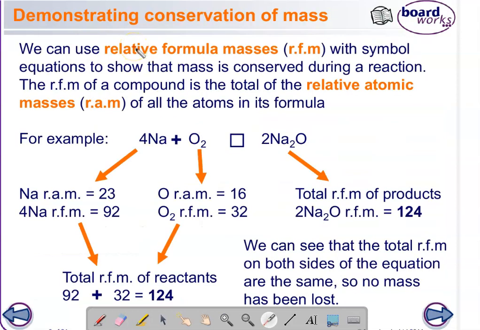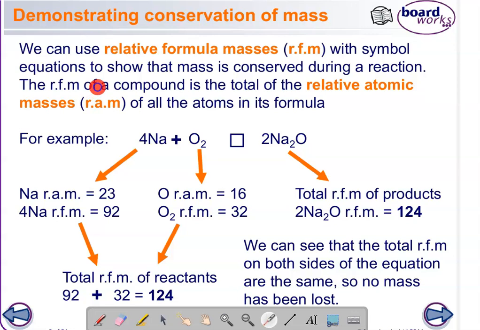Now, how do we demonstrate conservation of mass? You can be given an equation and asked to demonstrate that mass has been conserved in that particular reaction. How do you do that? We can use relative formula masses with simple equations to show that mass is conserved during a reaction.